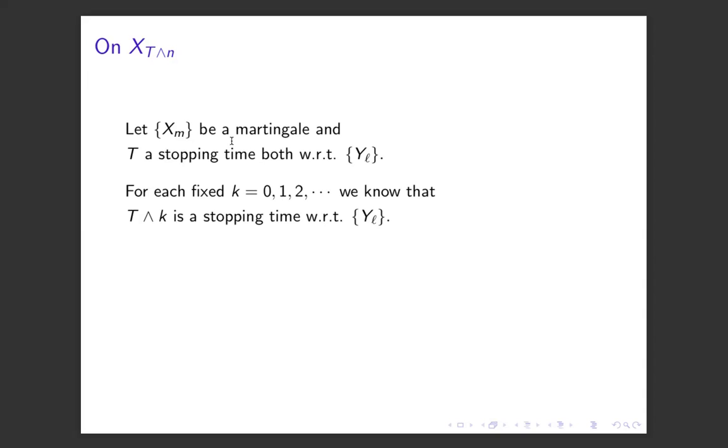So let X_n be a martingale, of course, everything with respect to some process Y_l, and t also a stopping time, both with respect to Y_l. So for each fixed k running over 0, 1, 2, etc., one knows that t wedge k is a stopping time with respect to this Y.